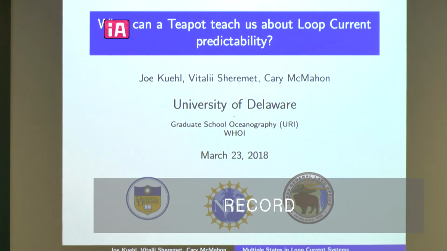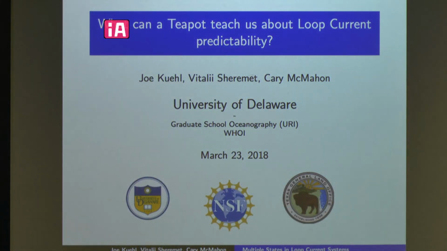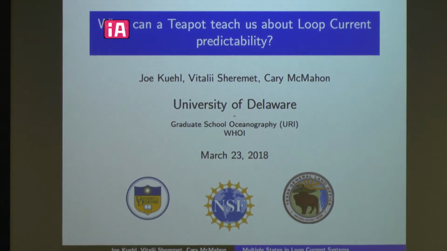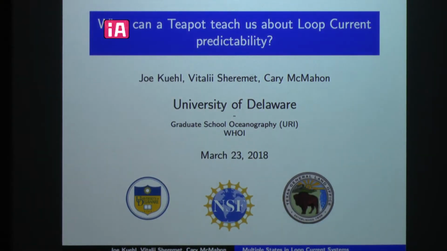And thanks very much for the opportunity to be here. So I'm going to talk to you about loop currents and predictability. And like Bob just said, the big deal with the loop current is that it's been a thorn in our side for a long time. Many very smart people have looked at the problem, and we still don't know what the answer is. We don't know how to predict the loop current.